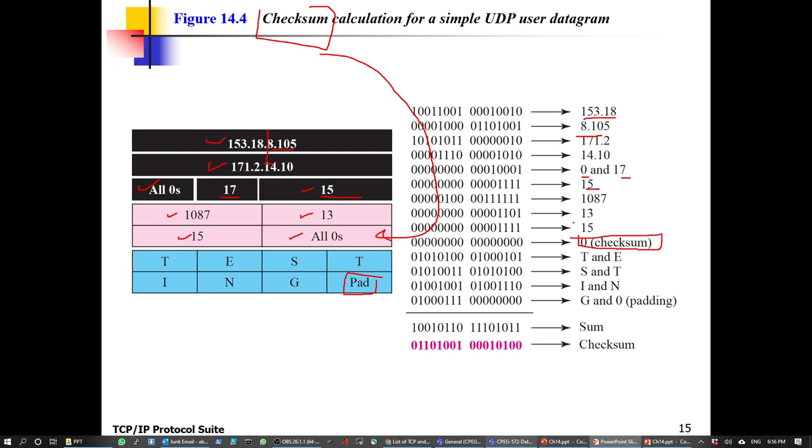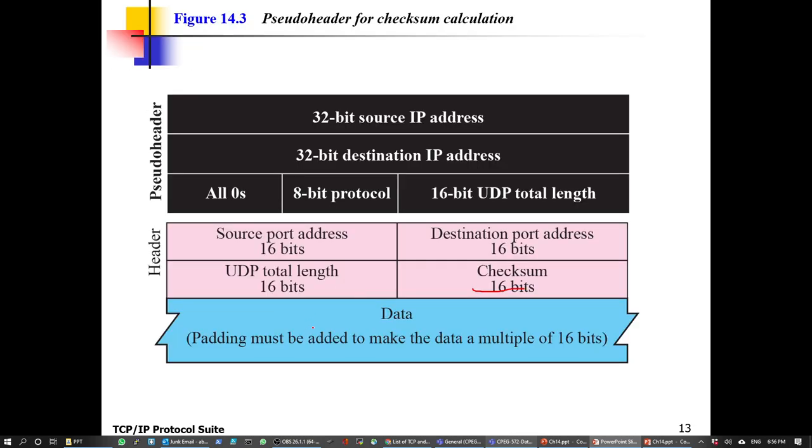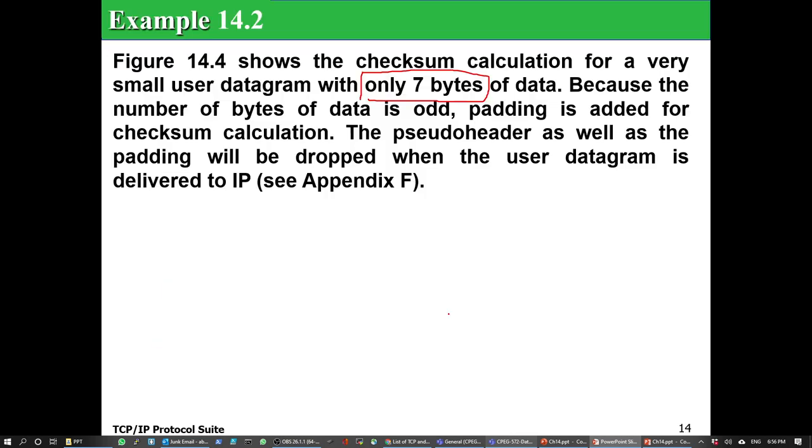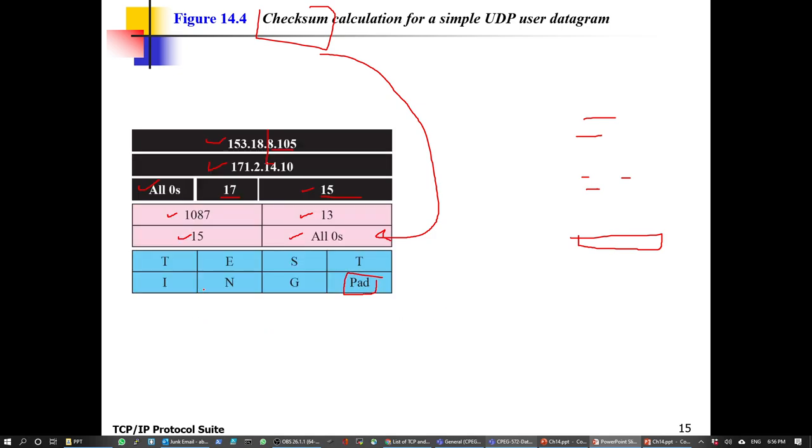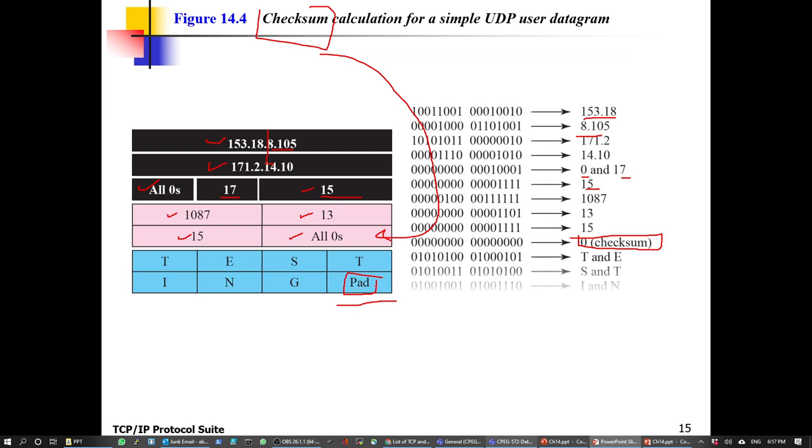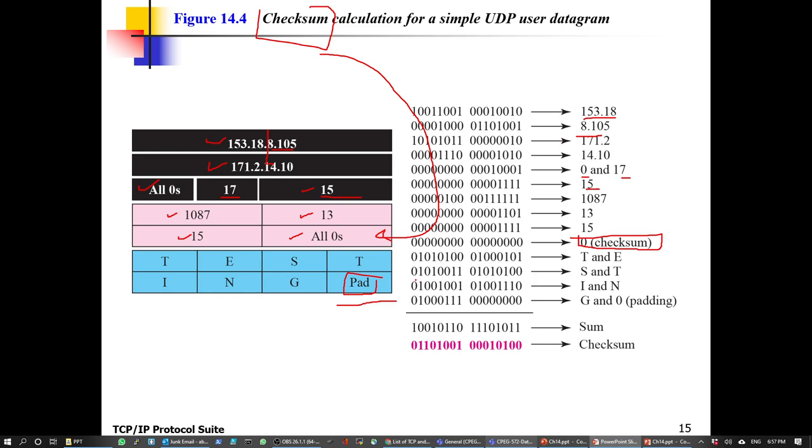And then you have the data and padding. The data is "testing," T-E-S-T-I. Because it's not a complete 16 bits, we are going to add a padding, which is basically all zeros, as you see in here.